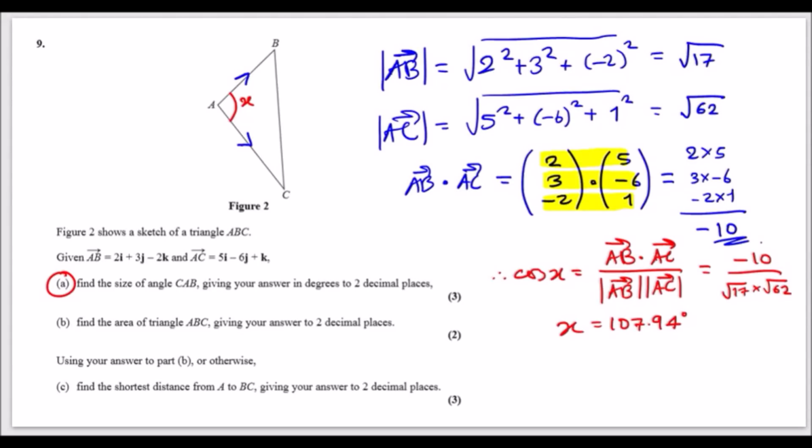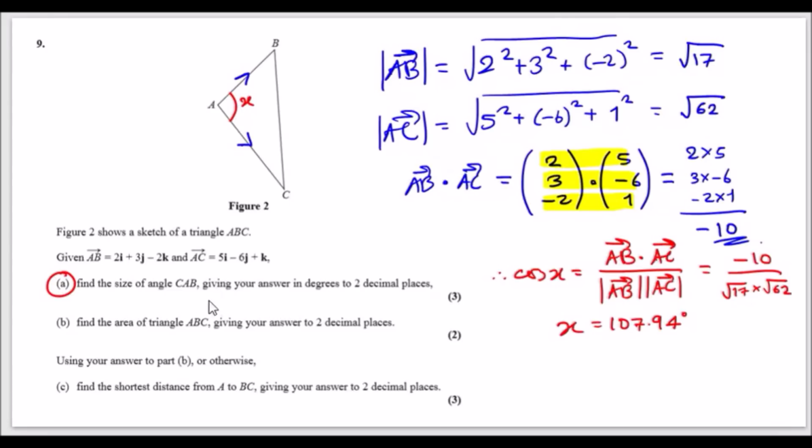Ooh, vectors. All right, I love this one. So let's have a look. Figure 2 shows a sketch of a triangle ABC. Given AB is given by some vector and AC is another one, find the size of angle CAB. So CAB is from C to A to B. I just labeled that X to make it easy.